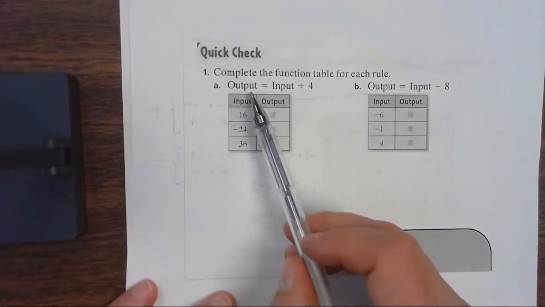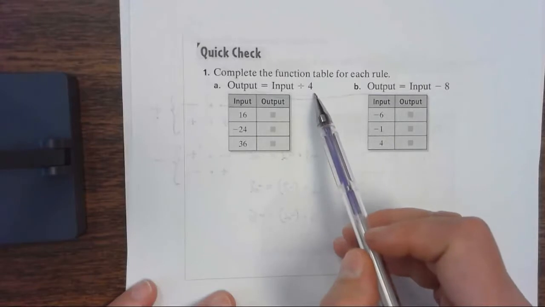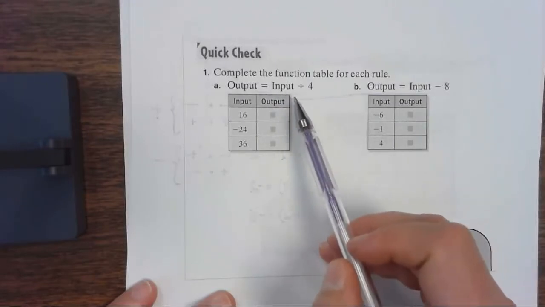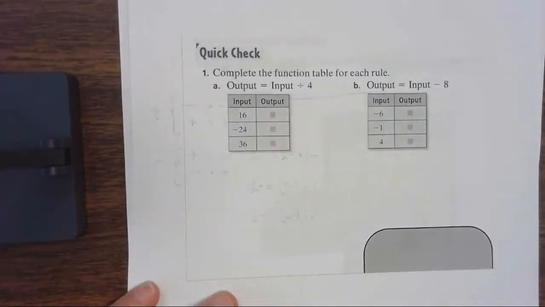Now, here's my rule. My output is input divided by 4. My input divided by 4 is my output. So let's see what you would put. I'll wait here for a second. So pause it, fill it out by yourself, and then we'll do it together. Go.